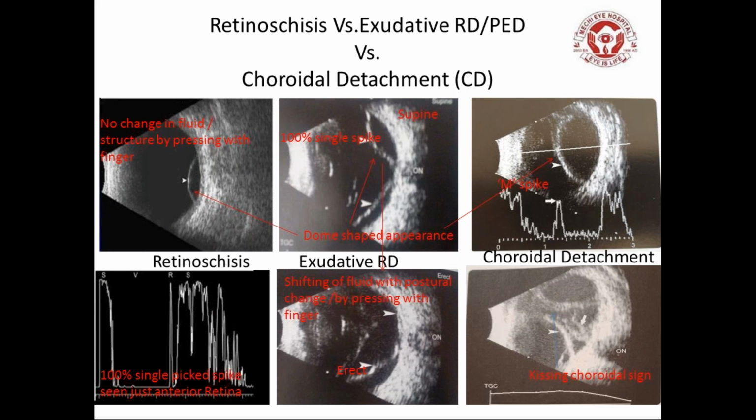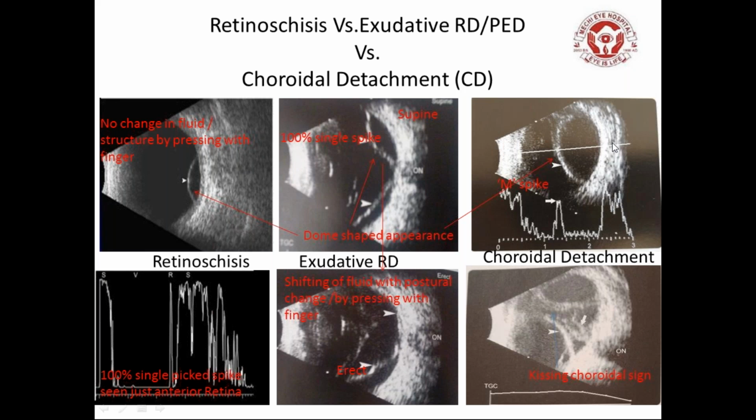Now coming to exudative RD and choroidal detachment. In exudative RD there is a funnel shape, and in case of choroidal detachment there is a dome shape, and a kissing sign is present in choroidal detachment.